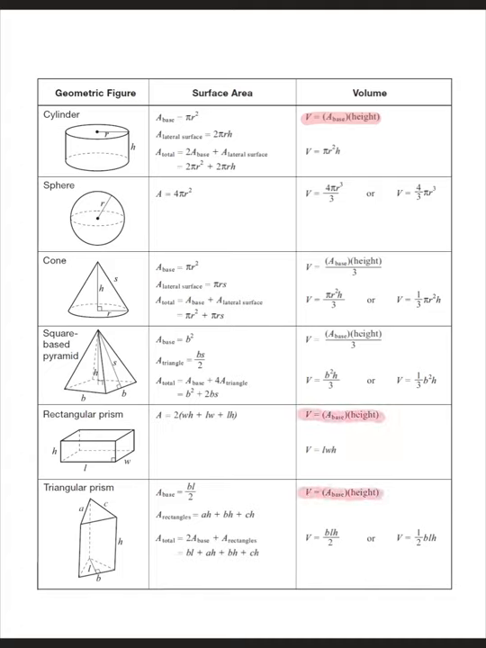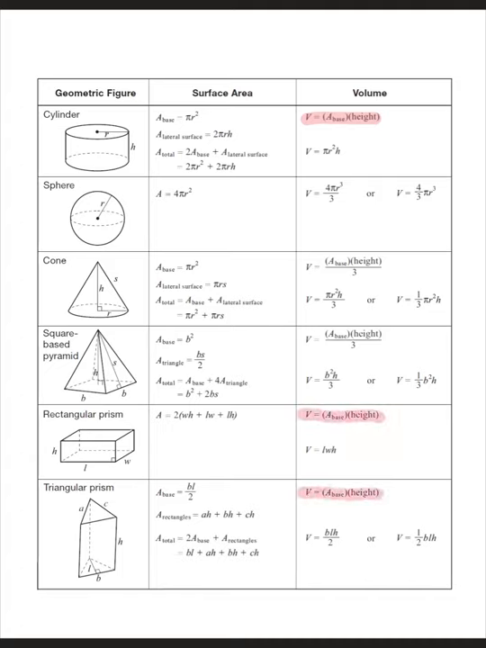So there are a number of real-world applications, again, involving the volume of 3D objects. In particular, we're going to pay attention to prisms. So for prisms and cylinders, the volume can be found by multiplying the base area by the height.